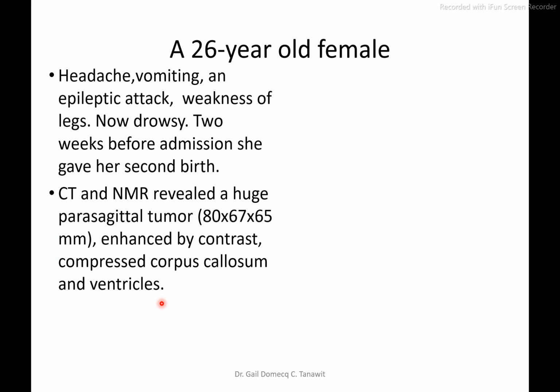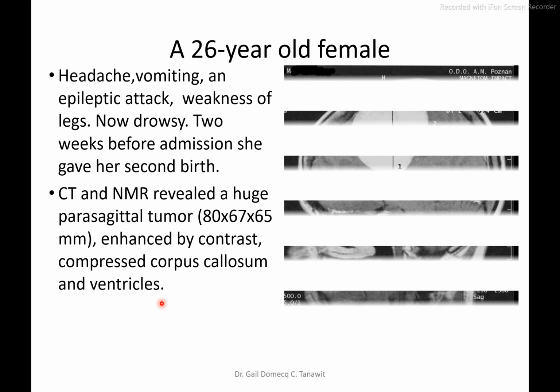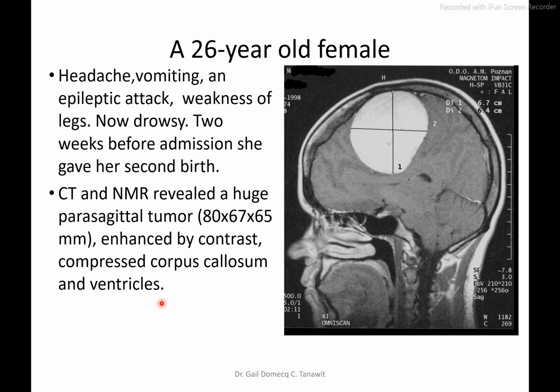Sometimes we have a patient coming into the clinic, a 26-year-old female with headache, vomiting, and epileptic attack, with weakness of legs, non-drowsy. Two weeks before admission, she gave birth to her second child. CT and MRI revealed a huge parasagittal mass, enhanced by contrast, with a compressed corpus callosum and ventricles. So it's like Dr. Shepherd from Grey's Anatomy. It's a neuro case. There is the lesion.